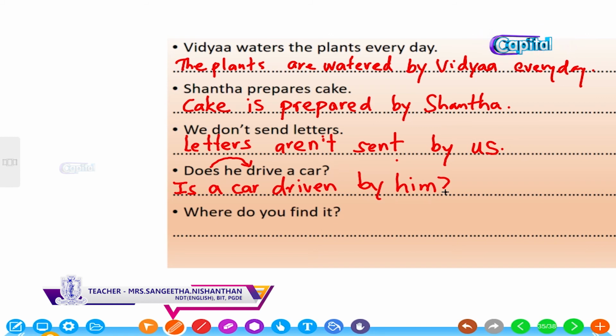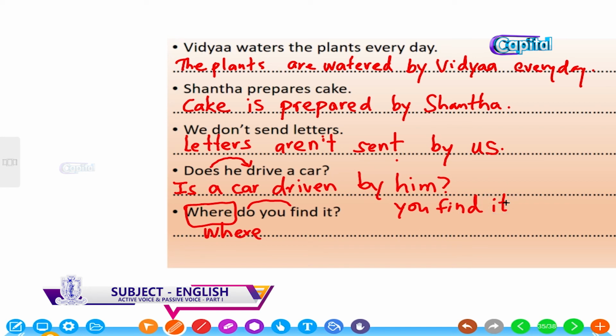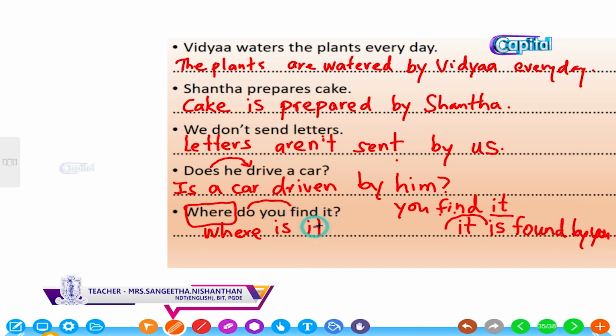This is a WH question. The where can remain at the same place. So, where the do goes with find and the remaining is you find it. So, when I change it into passive, what do you do? Find verb. What do you find? It. The object is it here. So, it. Simple present tense, singular. So, it is past participle of the main verb found by you. I have to make it as a question. So, bring the is to the beginning. Where is it found? Now, this is the question in the passive voice.